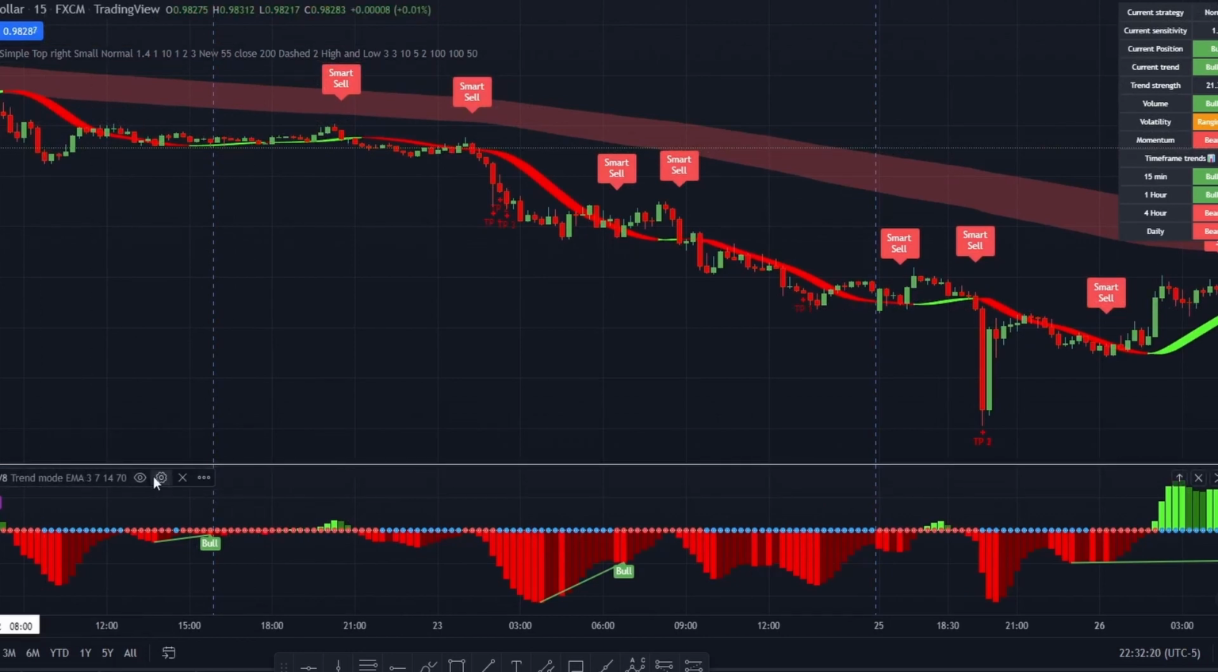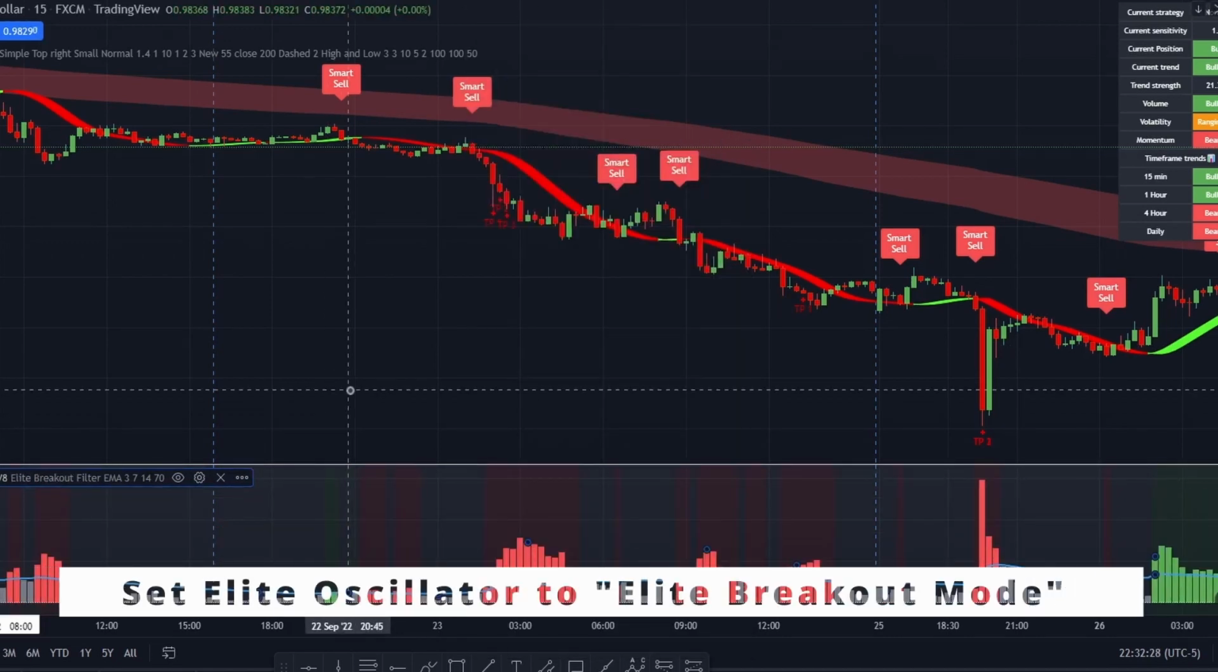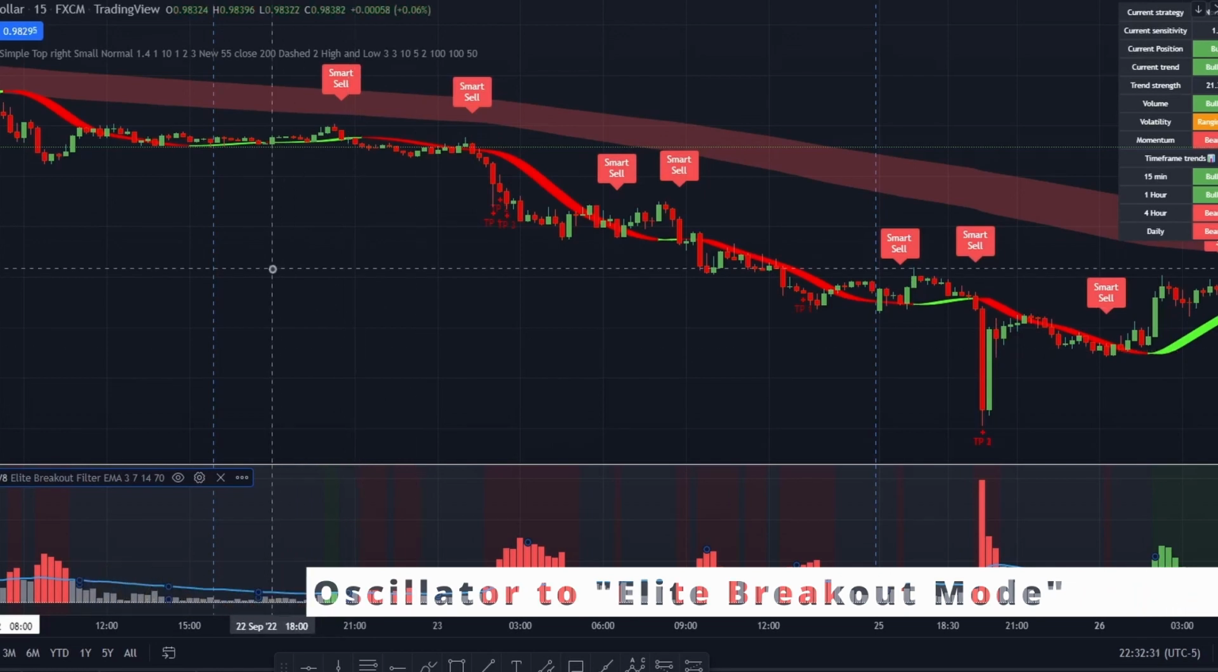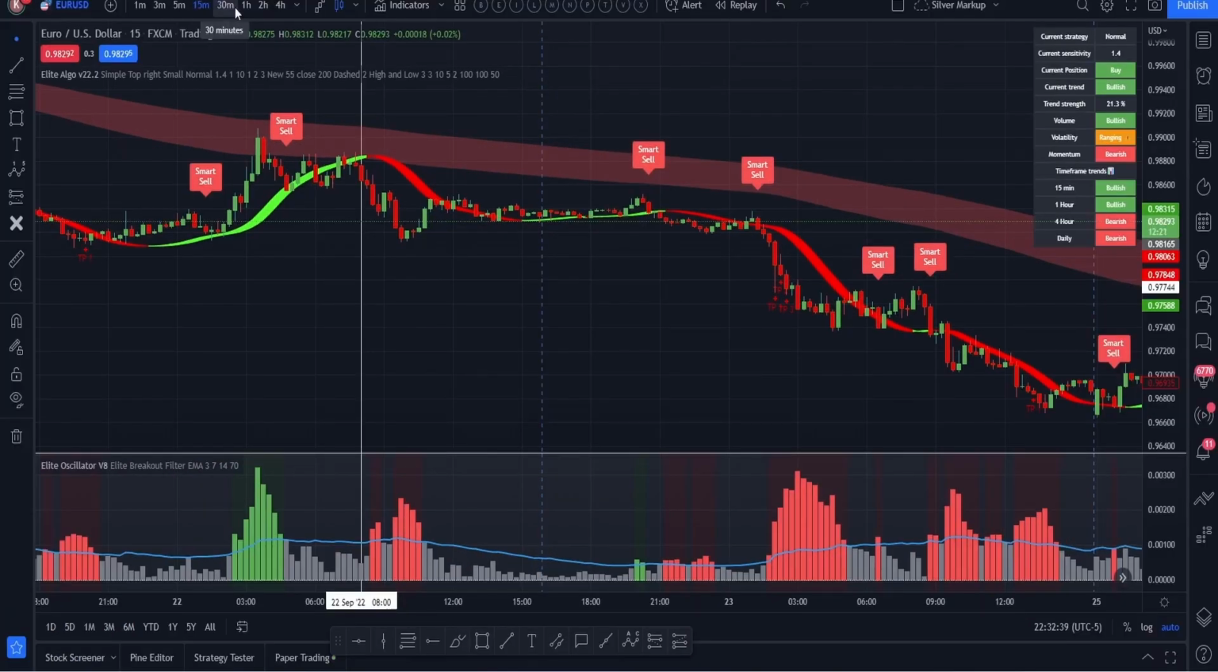Now on the oscillator side, you want to change the oscillator from trend mode to elite breakout filter. Leave it at the default settings after that. The next thing is to go into the time frame settings. For the trading itself, you want to use either the 15 or 30 minute. I haven't really got to test the strategy on the scalping level. Maybe it'll be a great scalping strategy. If you try to scalp it and you like the results, definitely put it in the comments. But 15 or 30 minutes is optimal for this strategy.